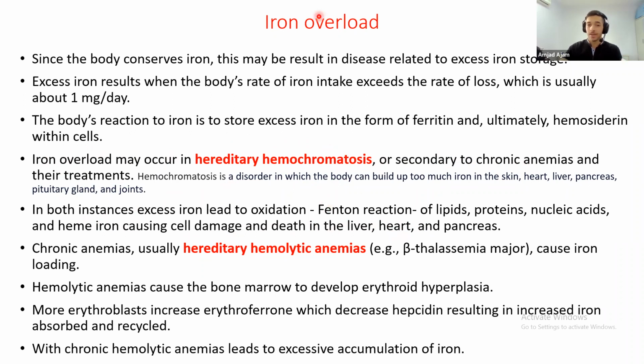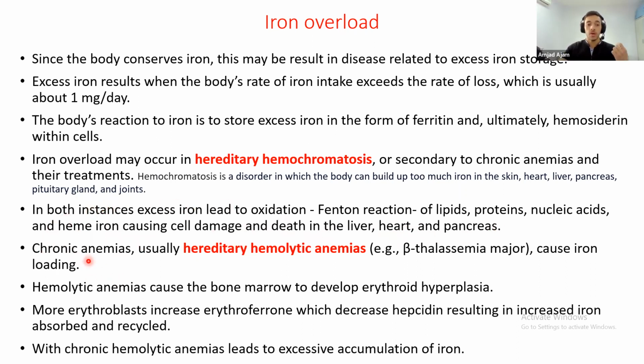Why? Because iron can react with hydrogen peroxide, producing the Fenton reaction. Now the ROS, the reactive oxygen species or free radicals, are harmful because they destroy lipids, proteins, and nucleic acids. They will cause cell damage and death to the liver, heart, and pancreas.